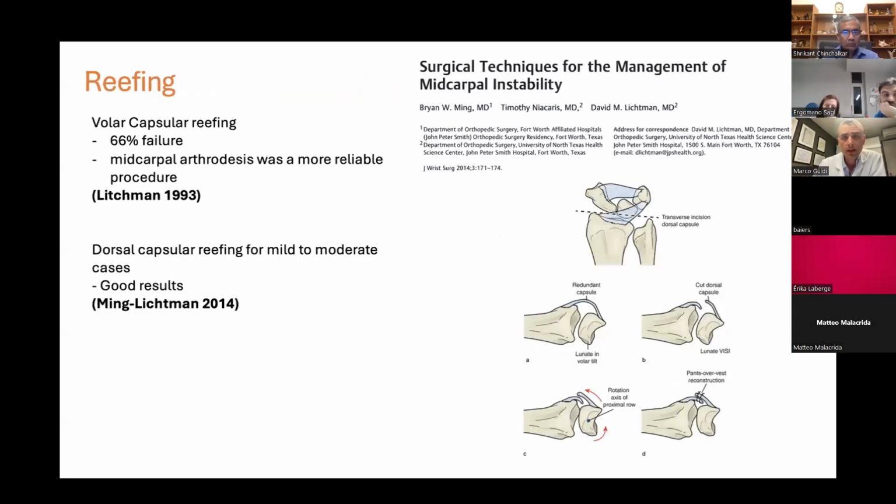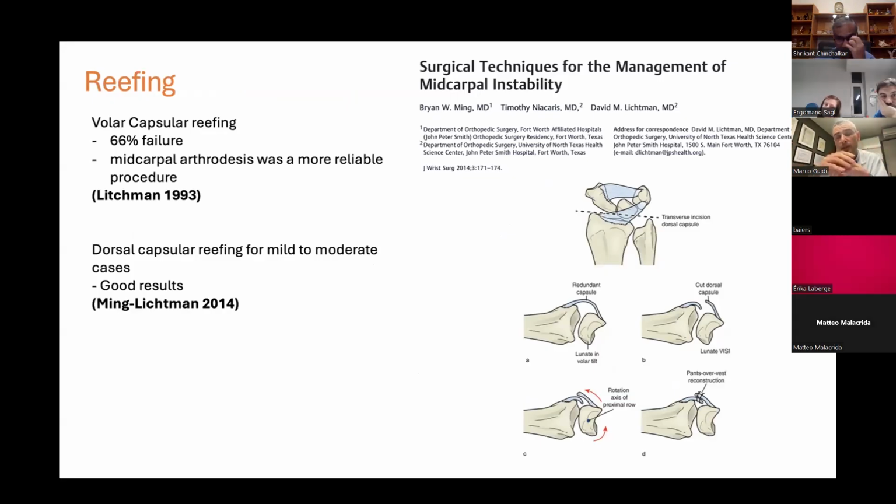And then for surgery, in the past, we have this reefing, so a shortening of the capsular part. The volar capsular reefing had a really high rate of failure, 66% reported by Lichtman. And the dorsal capsular reefing is still a good option.